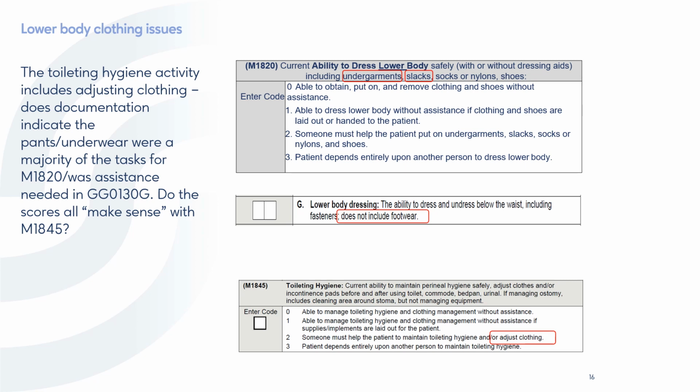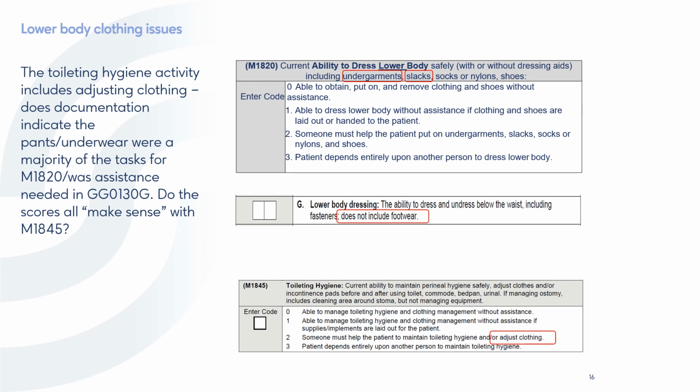that lower body clothing that I scored this patient perhaps worse than independent on, which item of clothing was really the problematic piece? Was it just their footwear for M1820? Or is it more about, they're having a problem with their underwear or taking down their pants? And of course, what is involved when we toilet? That very thing. So we want to make sure that these items all kind of make sense together.